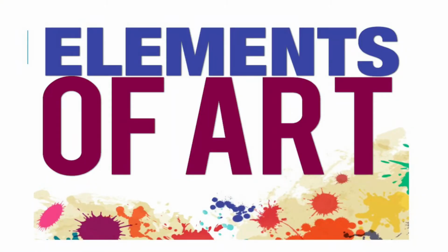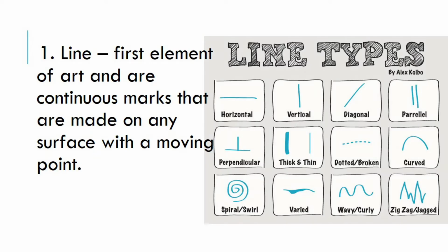There are elements of art. First is the line. It is a continuous mark that is made on any surface with a moving point. There are many types of lines. Here are the examples. When you say lines, it is a continuous mark wherein you can adjust the line point by point.